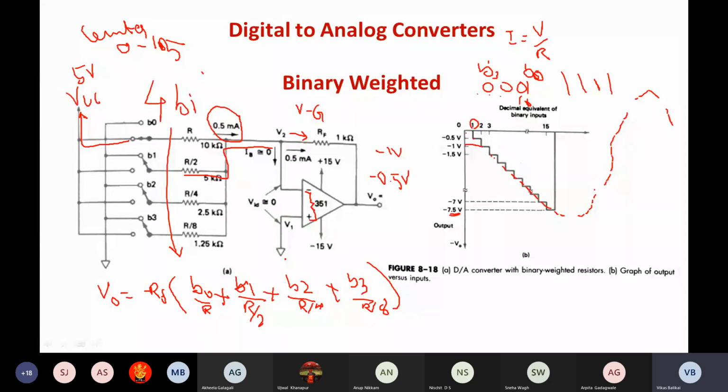But apart from that, for small 4-bit conversion or 2-bit conversion, or even to some extent 8-bit conversion, we can identify precision resistors. But when doing 16-bit or 32-bit conversion, it becomes very difficult for me to get the precise value of resistance.